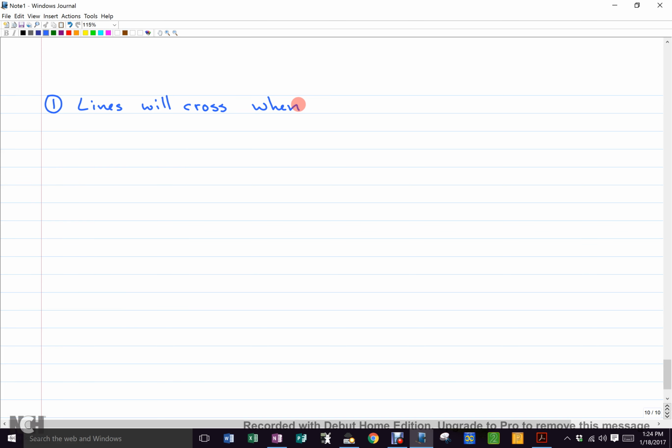Does everyone agree? Lines will cross when slopes are different. Now you went a little bit too far by saying they had to be negative or reciprocal, because that would make it perpendicular. But do they have to be? For example, if I graphed this, that line which is a positive slope, and then I graphed that line which also has a positive slope, do they have a solution? How many solutions can they have? 1. So lines will cross when slopes are different.